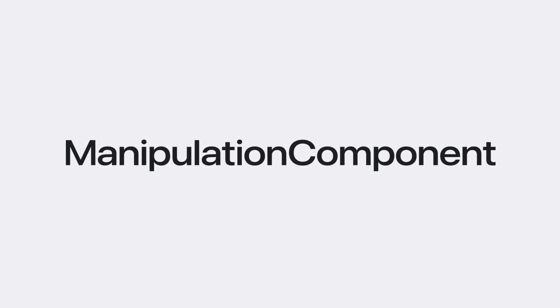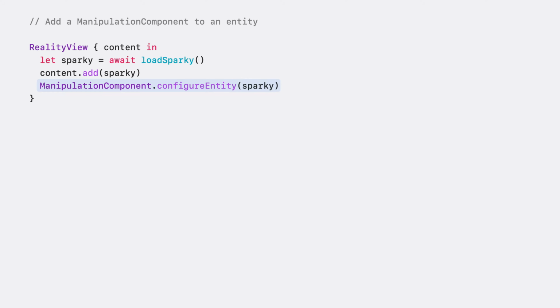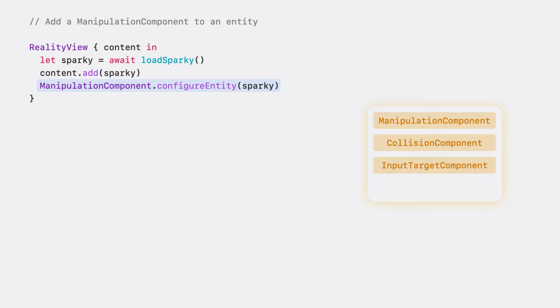object manipulation. The static function ConfigureEntity adds the manipulation component to your entity. It also adds a collision component so that the interaction system knows when you've tapped on this entity. It adds an input target component, which tells the system that this entity responds to gestures. And finally, it adds a hover effect component, which applies a visual effect when a person looks at or hovers their mouse over it. This is the only line you need to enable manipulation of an entity in your scene.